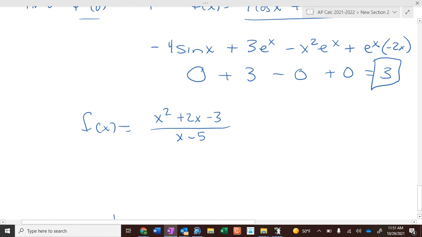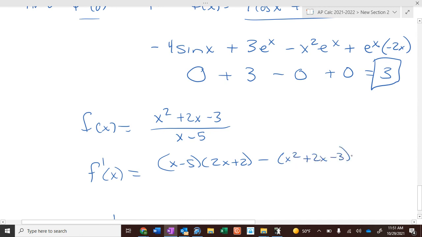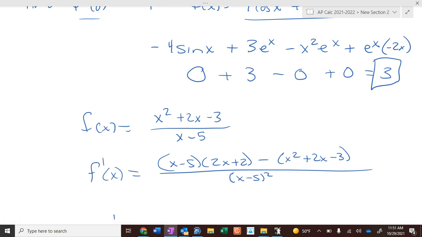What is the first derivative of that function? This is the quotient one. We're gonna quotient that one. Minus 5 times 2x plus 2, minus x squared plus 2x minus 3 times 1, over x minus 5 squared. Now, it is a multiple choice test, so they will have the simplified answer of this.